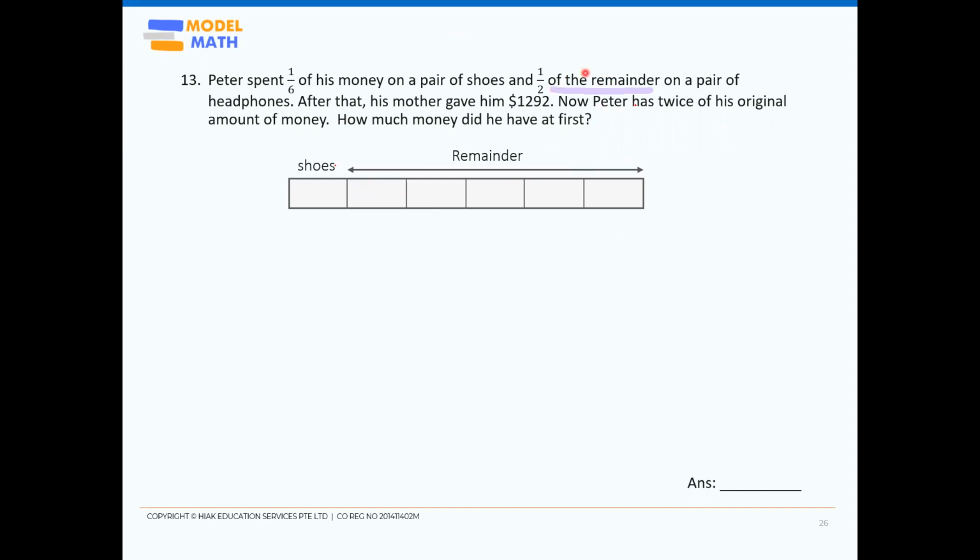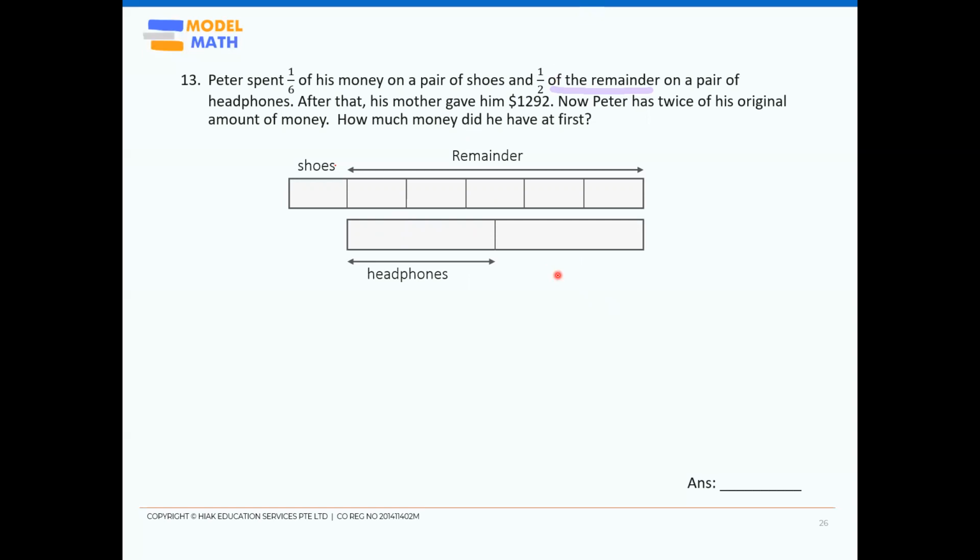Now, I need half of the remainder here to be spent on headphones. The practice is we always redraw the remainder in a new layer like this, bring it down, and you cut it into 2 equal parts because it is half. Now you can label one of them as the headphones. The other one is just whatever is left.